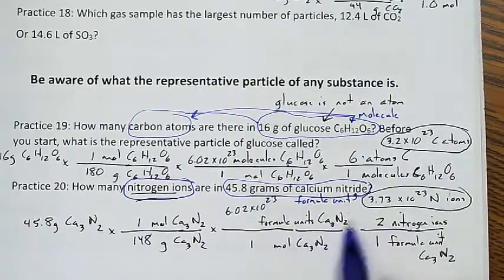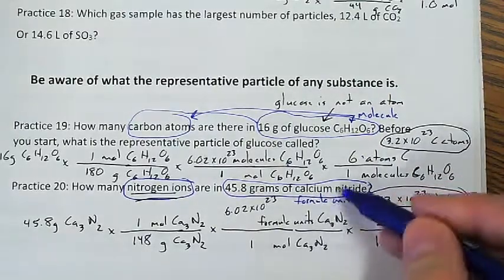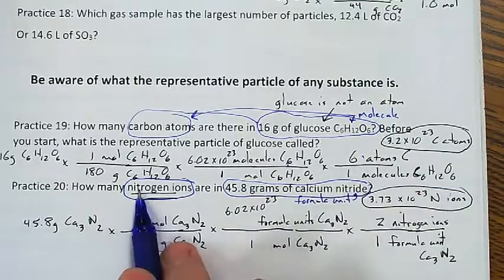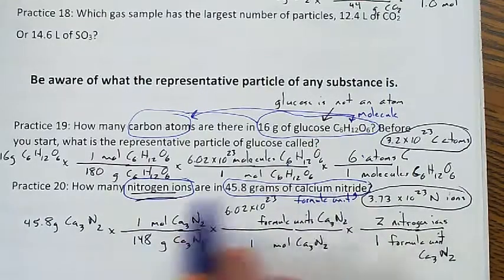So calcium nitride, when you cross the charges and put it together, is Ca3N2. And so what we end up having to do, since each formula unit has 2 nitrogens in it, we got to multiply our final answer by 2. So again, how are you going to know you needed to do that extra step? If that's calcium nitride, that's a formula unit. If the question was how many formula units would that be, they match up. That is what they're asking for.